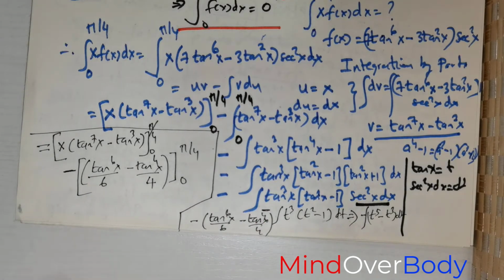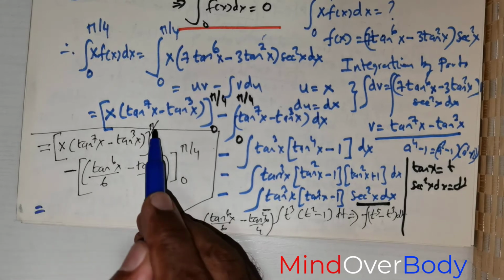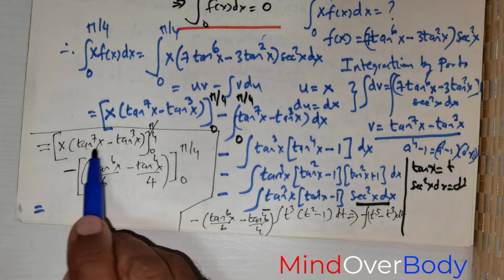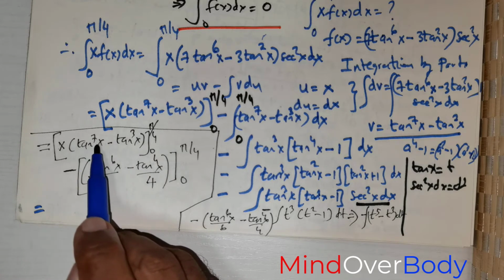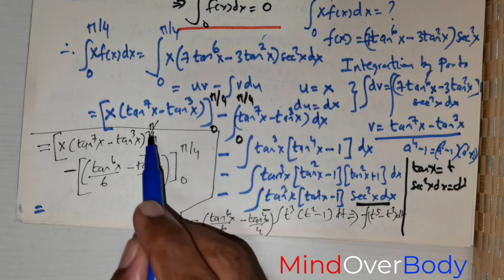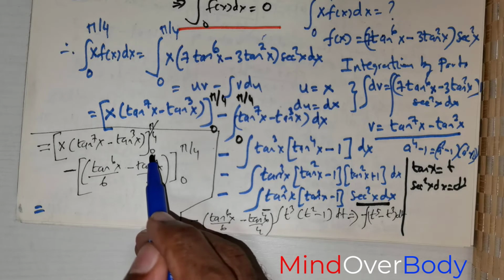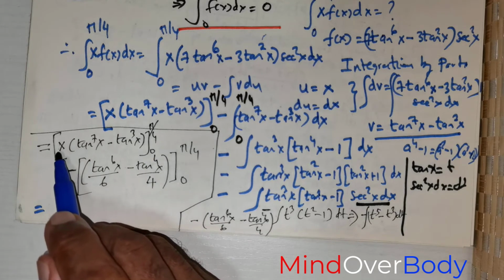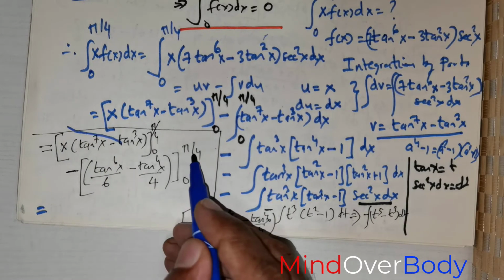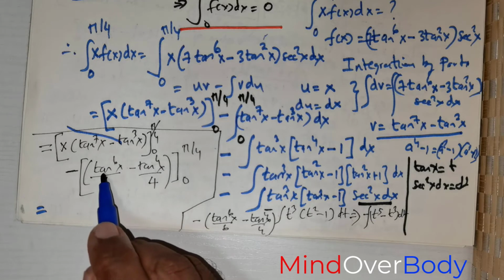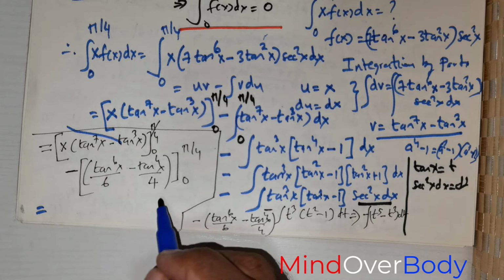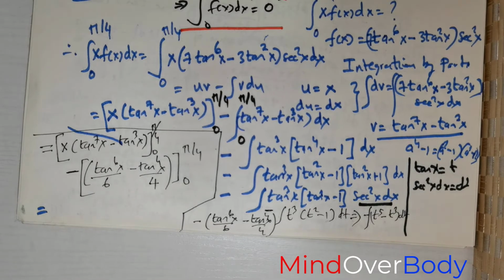Now when you apply the limits, just make this observation. When you apply the upper limit, pi over 4, tan pi over 4 is 1. Doesn't matter what the power is, you are still going to get 1. So 1 minus 1 is going to be 0. The upper limit vanishes. Now the lower limit is 0. If you place 0 here, everything becomes 0. So this is gone. Similarly for the other part, the upper limit is pi over 4, so we will have to evaluate this. Let's see what the evaluation leads us to.